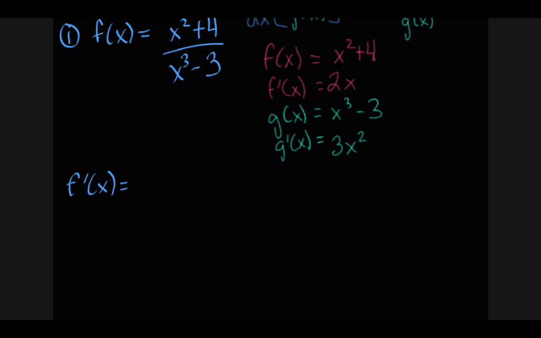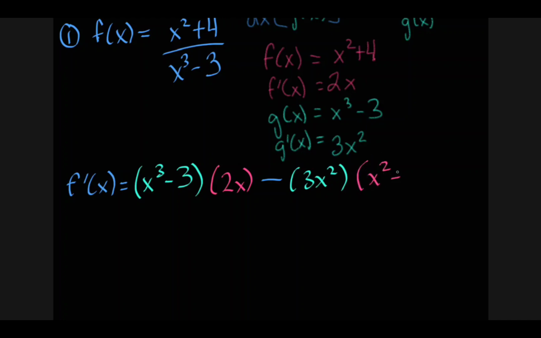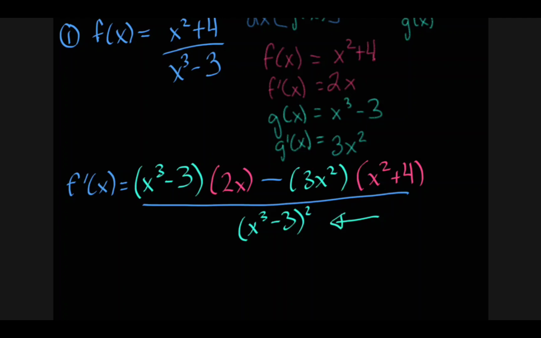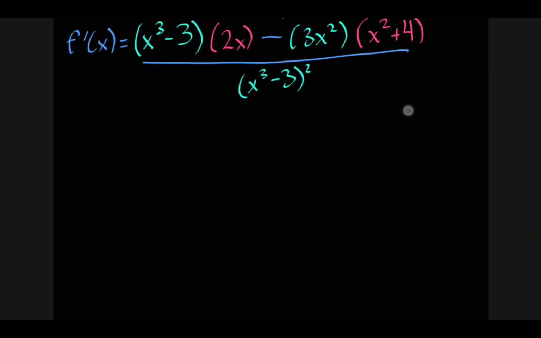Remember, it's g of x first, so g of x is x cubed minus 3 times f prime of x, which is 2x, minus g prime of x, which is 3x squared, times f of x, which is x squared plus 4. All of this is going to be divided by our g of x function, so (x cubed minus 3) squared. Oftentimes you will not have to simplify further than that, so you can just leave the (x cubed minus 3) squared on the denominator and don't do anything else with it.